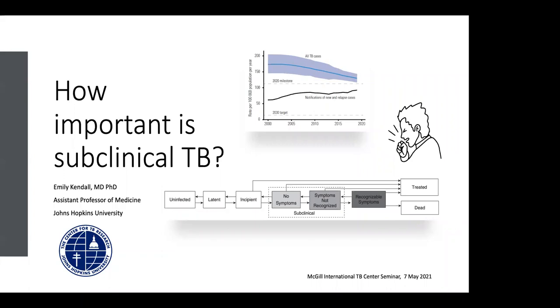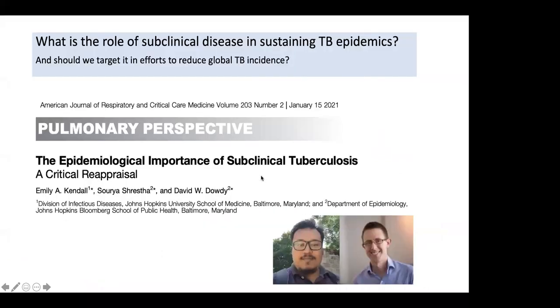And I'm asking this question, how important is subclinical TB? Specifically, I was asked to present a perspective piece that I published in the Blue Journal a few months ago with Surya Shrestha and David Dowdy, who I want to acknowledge up front, who have had a big role in my ongoing thinking about this. Specifically, I want to ask the questions: what is the role of subclinical disease in sustaining TB epidemics? And a related, but potentially not quite the same question: should we target subclinical disease in our efforts to reduce global TB incidence?